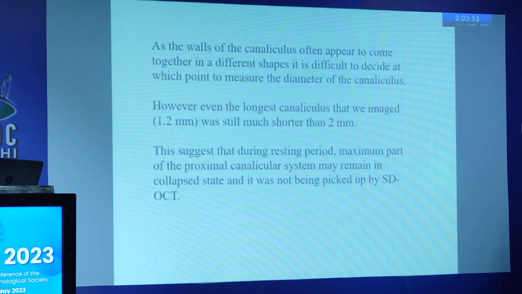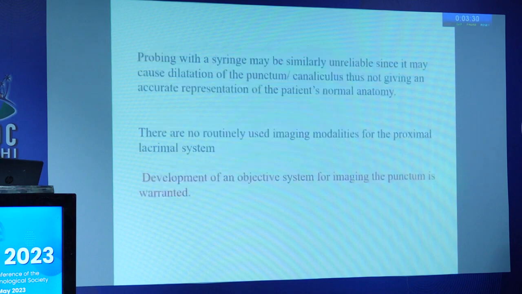As the walls of the canaliculus often appear to come together in a different shape, it is difficult to decide at which point to measure the diameter of the canaliculus. However, even the longest canaliculus that we imaged was still much shorter than 2 mm. This suggests that during the resting period, a major part of the proximal canalicular system may remain in a collapsed state and was not being picked up by SD-OCT.